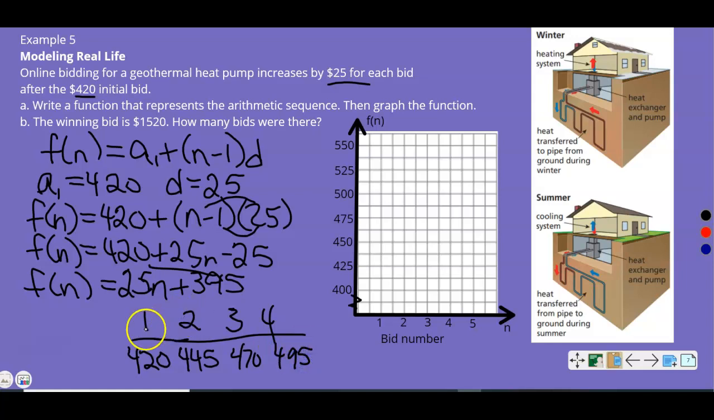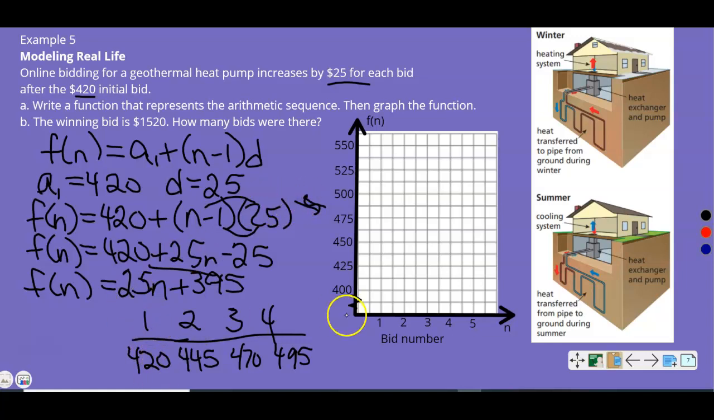So why did I make a table of values? I made a table of values because it asks us to graph the function. We're going to do 1 and 420. Across the bottom here, this is the number of bids. And up the side, that would be the bid amount in dollars. I'll just put a dollar symbol there.